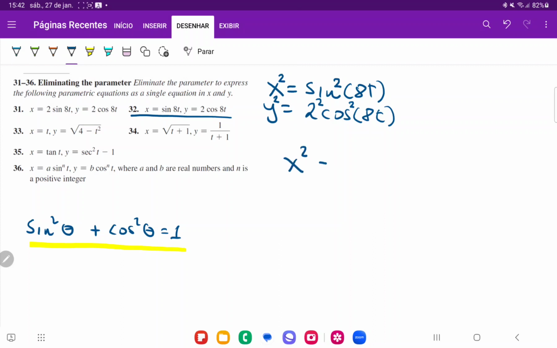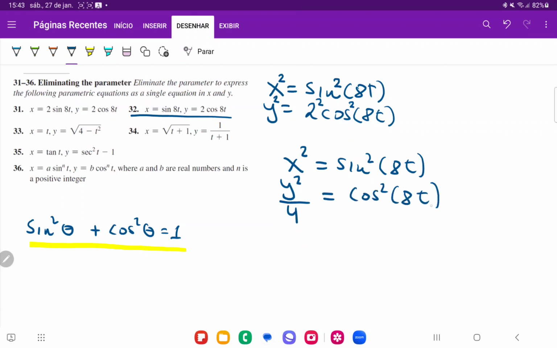So let's just rewrite this, clean it up a little bit. I have x squared is equal to sine squared of 8t. And for the y equation, I need to get cosine by itself. So what I'm going to do here is divide both sides by 2 squared, which is the same thing as 4. So here, I get y squared divided by 4 is going to be equal to cosine squared of 8t. And now, once we are here, we're just going to add these two equations.